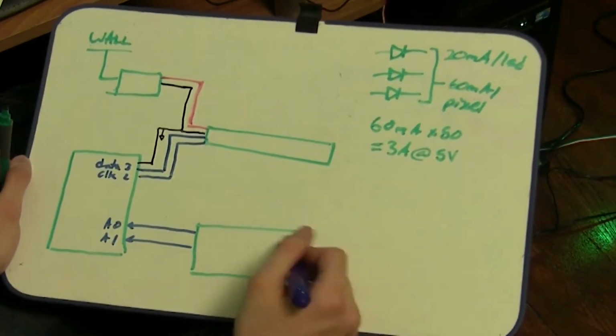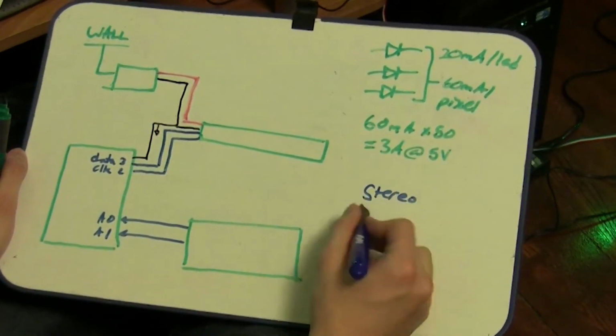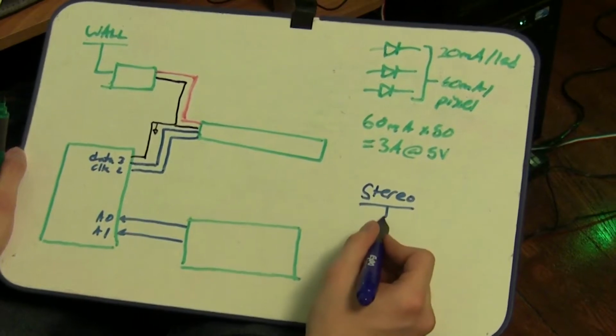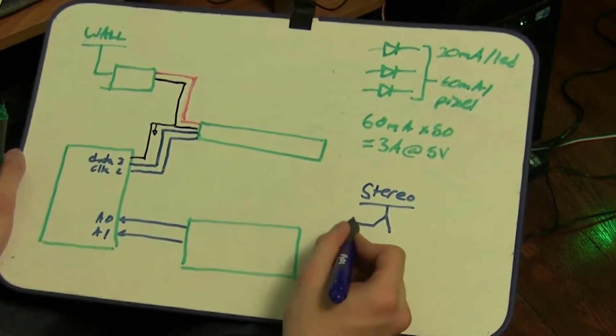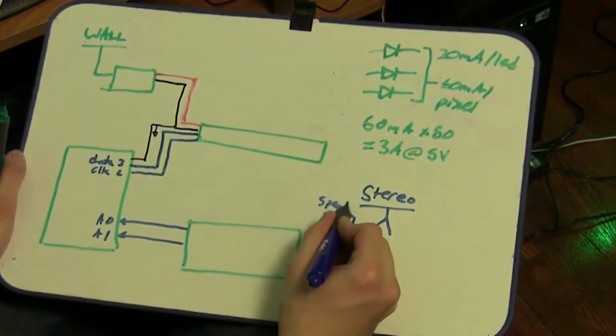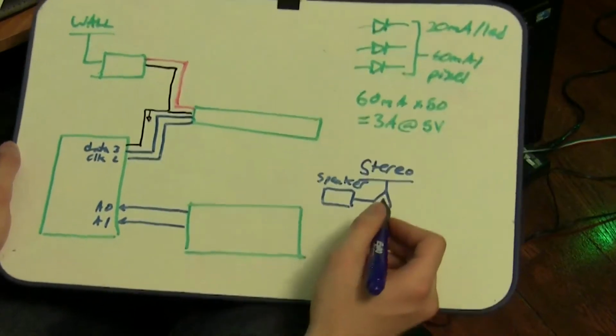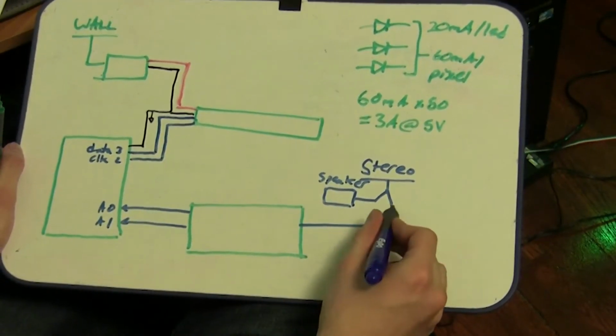And this is going to be getting its original signal from some kind of stereo. So if you have a stereo system over here, what you will probably want to do is use a headphone splitter. Have one of the wires go to speakers so you can actually hear what's playing, and have the other splitter feed into the amplifier circuit that we just developed.